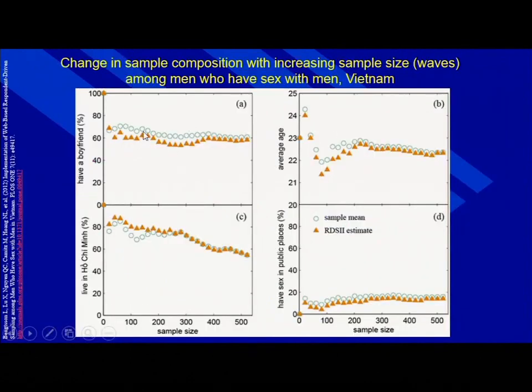Here is what I talked about. As time and waves go forward and the number of people in the sample increases, the composition of the sample doesn't change anymore. You can see that here from a study in Vietnam. So for people having a boyfriend, as time goes forward, that percentage doesn't change anymore. Similarly with average age, and also here with the number having sex in public places.